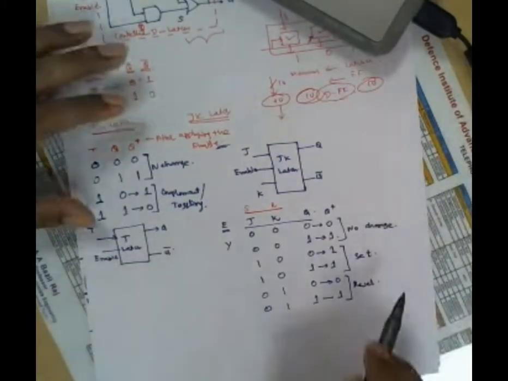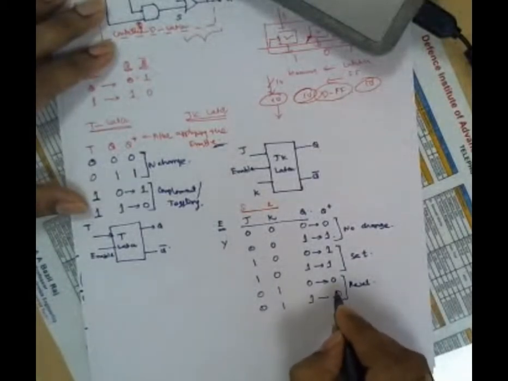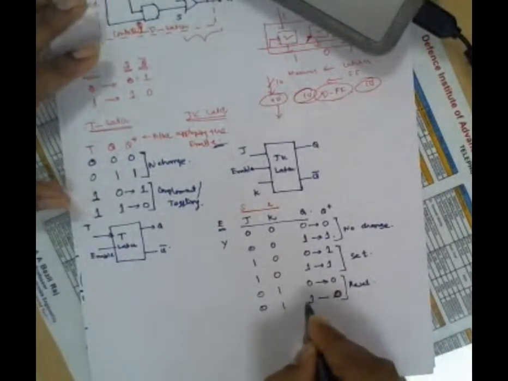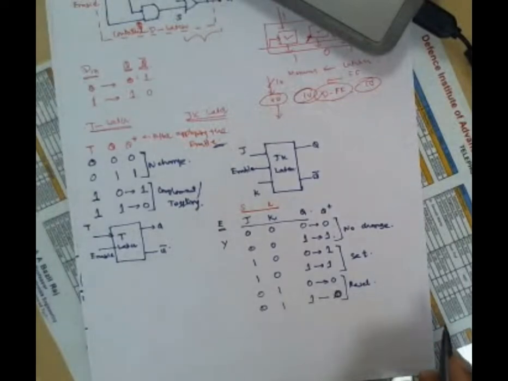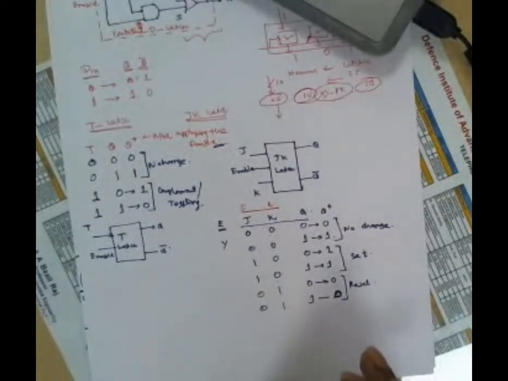Just one minute. Hello. Okay. So this is the reset. For 0, 1, Q plus is 0, no, sir? Yes, correct, you are correct. So for 0, 1, the Q plus will be 0.